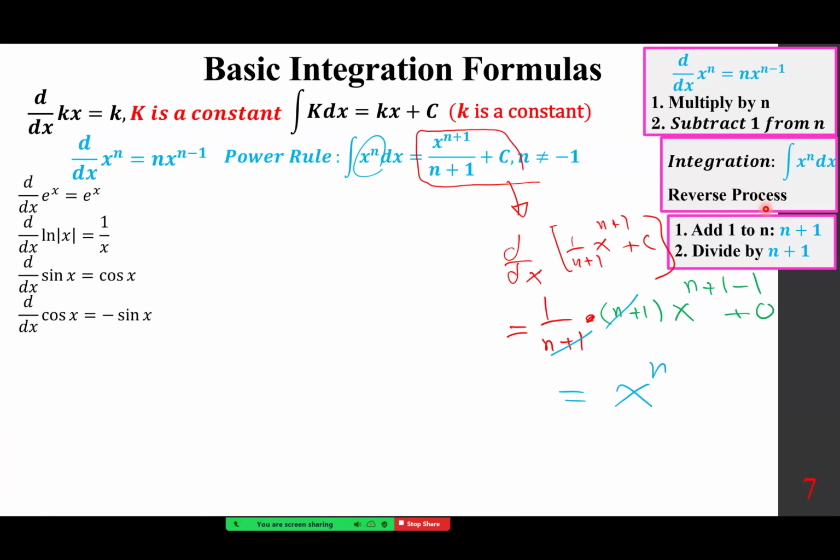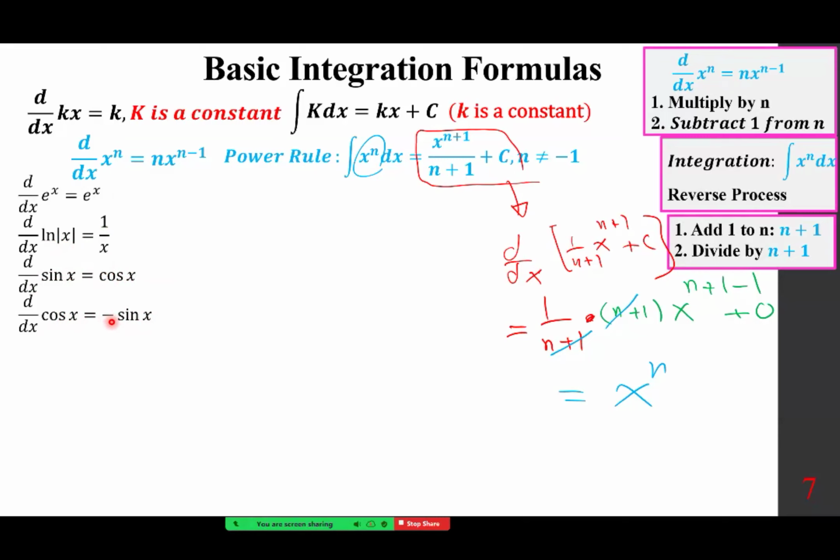Now, let's look at some examples we already know. The derivative of e to the power of x is e to the power of x. So the integral of the right side with dx must be e to the power of x plus a constant. Same thing here. If the derivative of ln of absolute value of x is 1 over x, the integral of the right side times dx must be ln of absolute value of x and a constant. This one, the derivative of sine is cosine, so the integral of cosine x dx must be sine. Now, the derivative of cosine is negative sine x, so of course, the integral of minus sine x dx is cosine x, but we don't want to say negative.